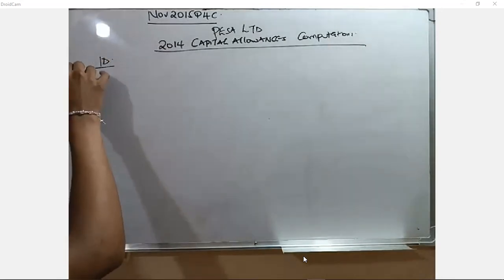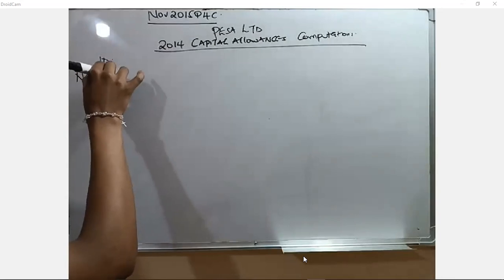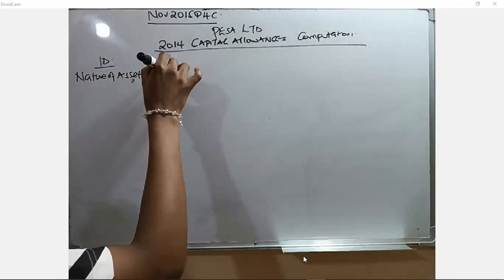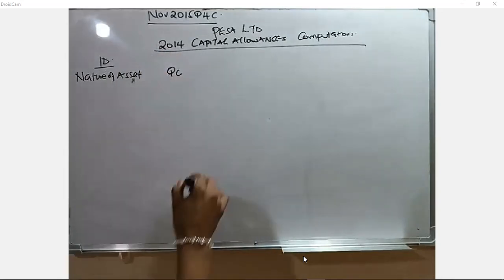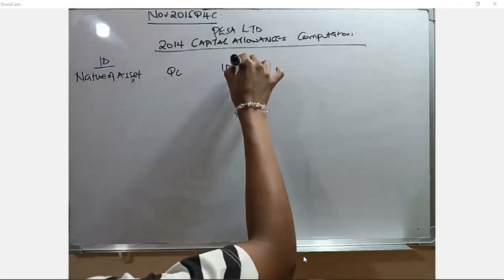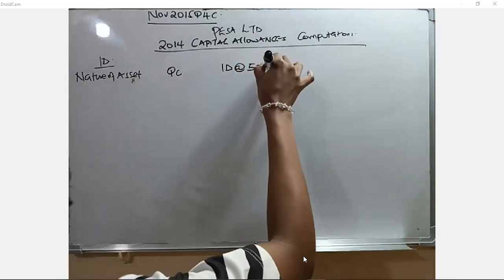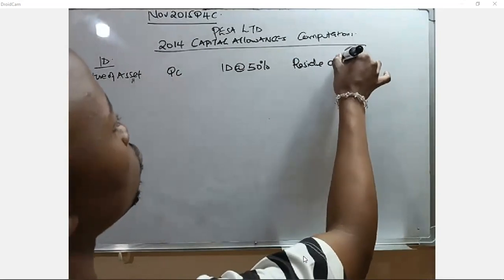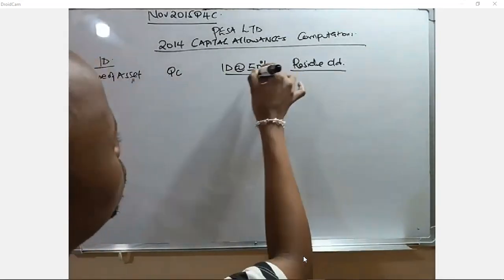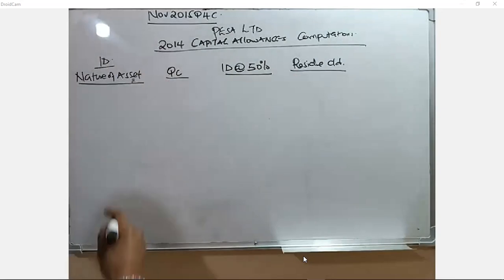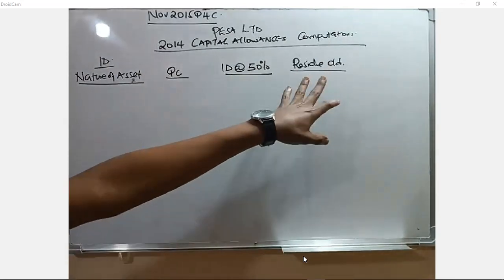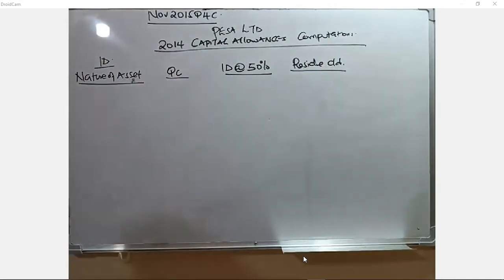What I am going to record here is the nature of assets and the qualifying cost of the assets. We have said the investment deduction is normally granted at the rate of 50%. Then we will have the residue carried down, which will be given the residue value at the rate of 25%. So what will be the residue carried down for the first year? That is the first question that you are supposed to be asking yourself.